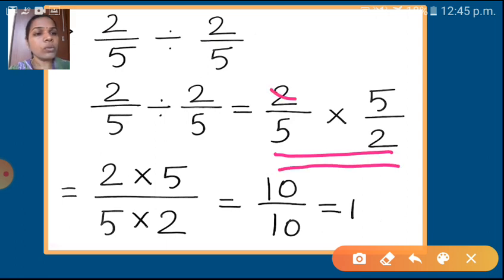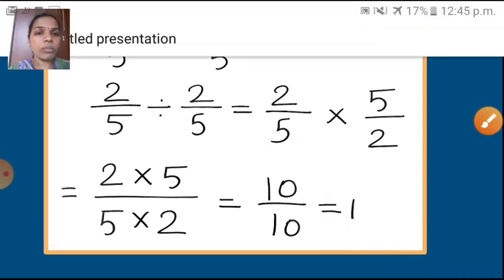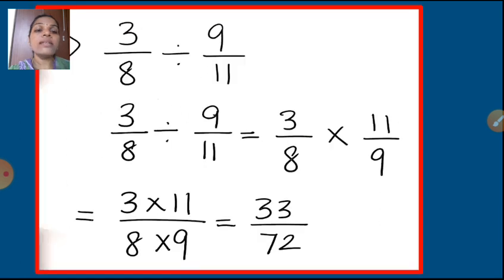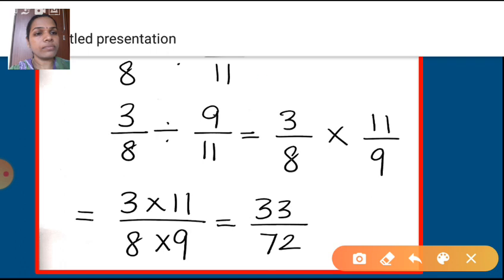Otherwise children, see here, at this step you can also cancel. 2 and 2 are a common factor, so we can cancel 2, and we can cancel 5. So the final answer you will get is 1. You can use whichever method is easy. You can cancel, otherwise multiply and write the final answer. Understood children?